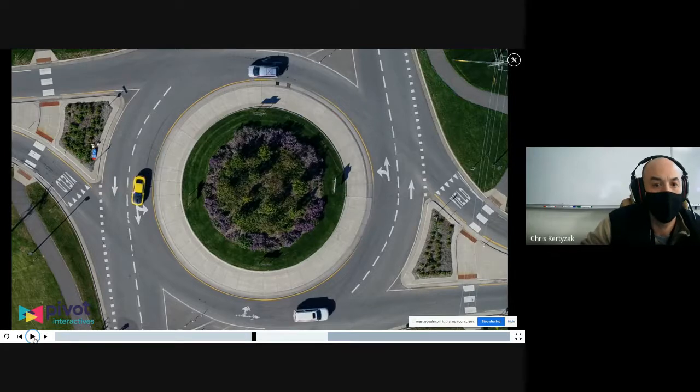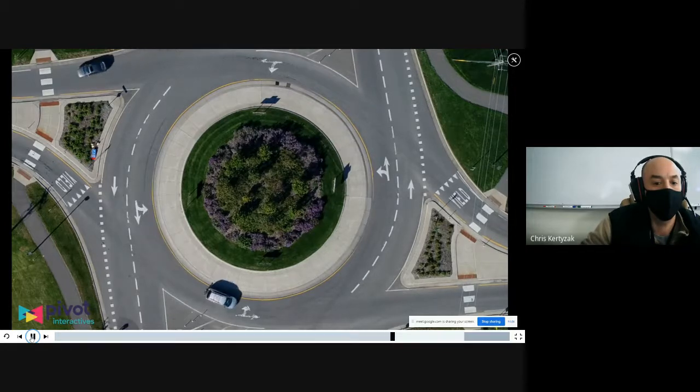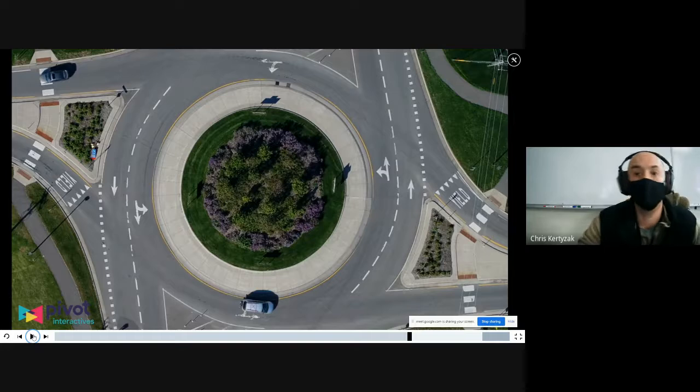Let's see. 0, 1, 2, 3. All right. If it's a constant speed, it should take 3 seconds to go from here to the bottom point. Let's see. 0, 1, 2, 3. All right. Constant speed. Same distance, same time. It's a constant speed. What are the tools?